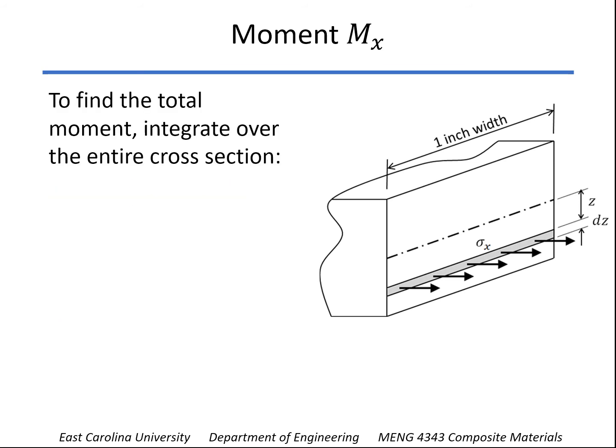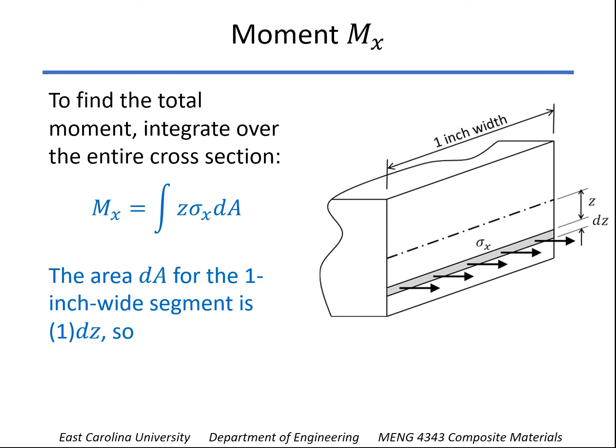Now, of course, the total moment is going to be when we look at the effects of all of the little small areas. In other words, when we integrate that over the entire cross-section. So we integrate z sigma x dA. But remember dA here, because we have a 1-inch width, is just 1 times the incremental thickness, dz. And so we can write the moment equation like this. We're integrating now over the z-coordinate from the top to the bottom surface.